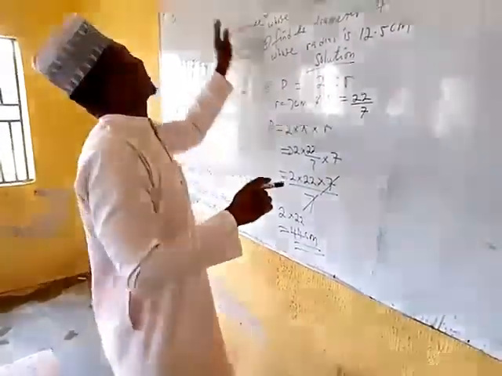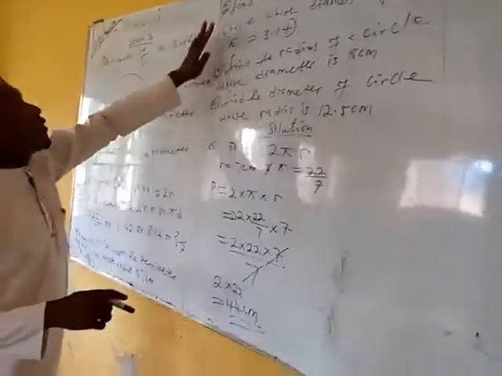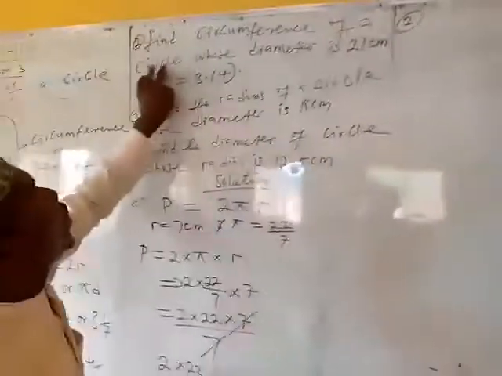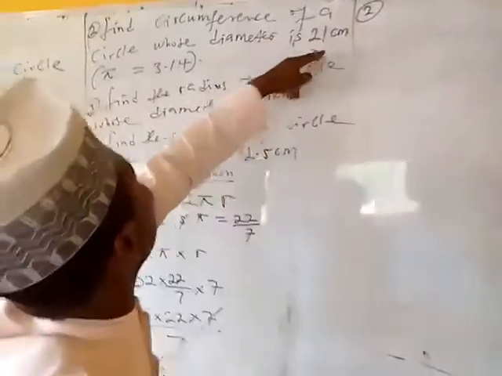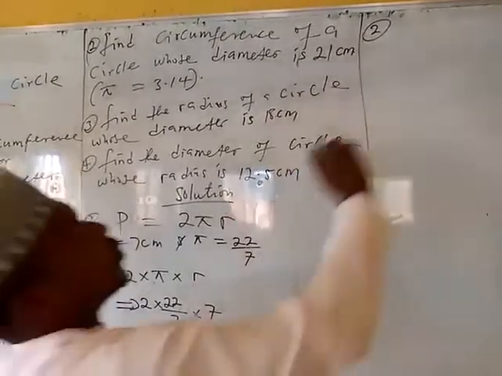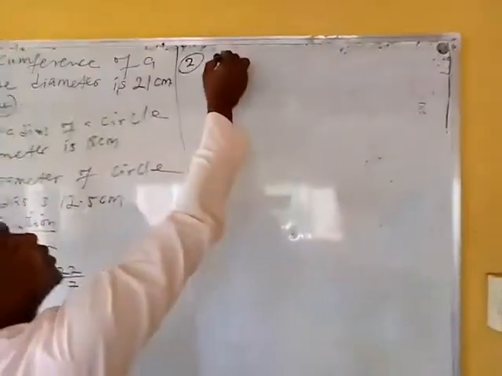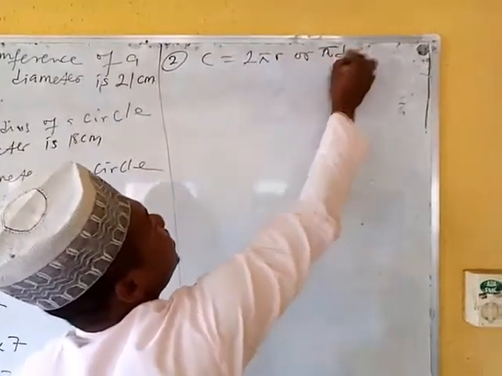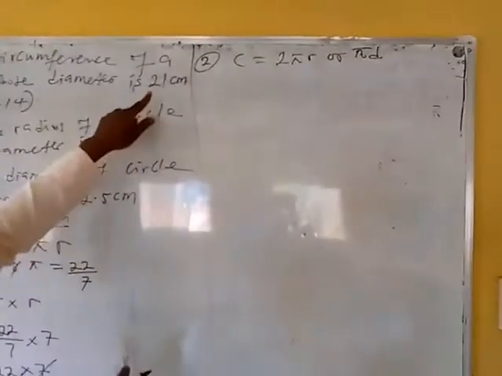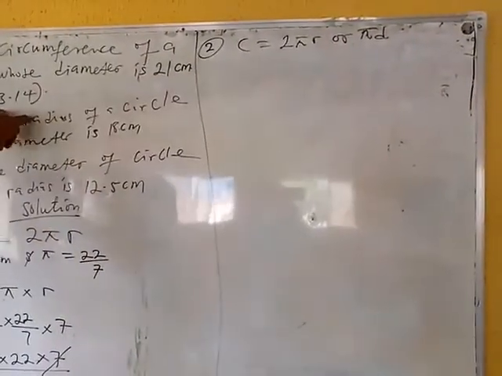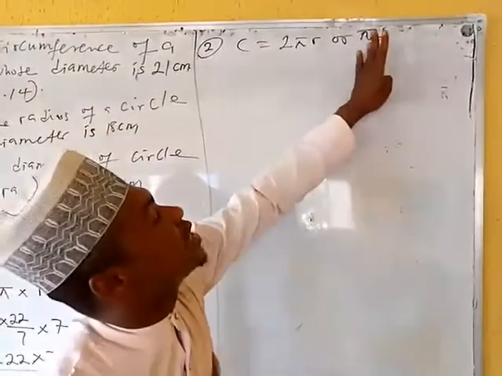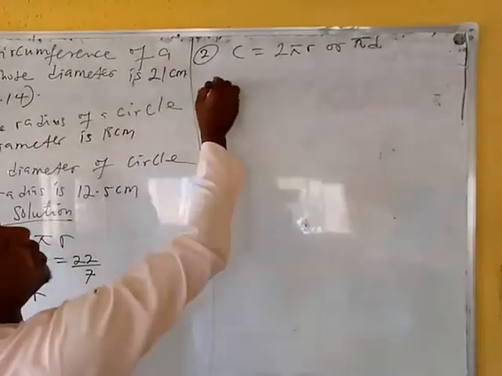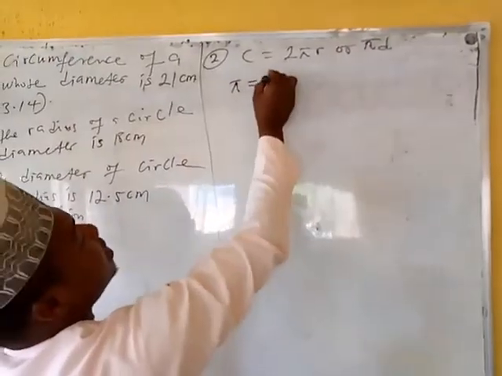Pi d. Example 2 of lesson 3. To find the circumference of a circle whose diameter is 21 centimeter and pi is 3.14. So what I apply here is, circumference is equal to 2 pi r or pi d. Now since d is given here and r is not given, to go directly just make use of this pi d.